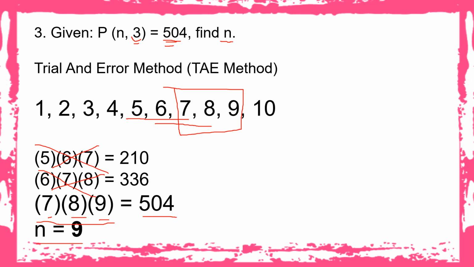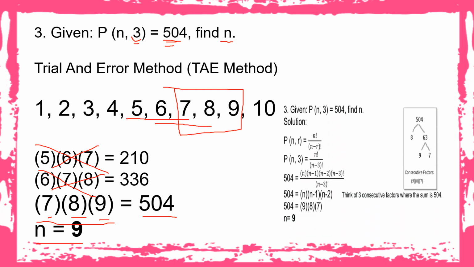So if we use the trial and error method, n is equal to 9. And also, you can see here that if we use the permutation formula, the answer is also equal to 9. So it is up to you whether you use the trial and error method or the permutation formula to get the value of n. Let us now move on to our example number 4.